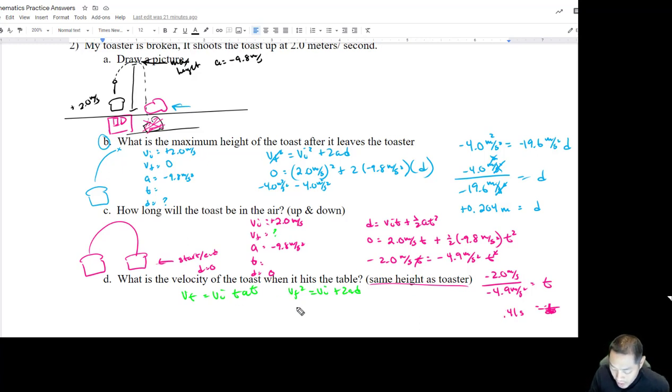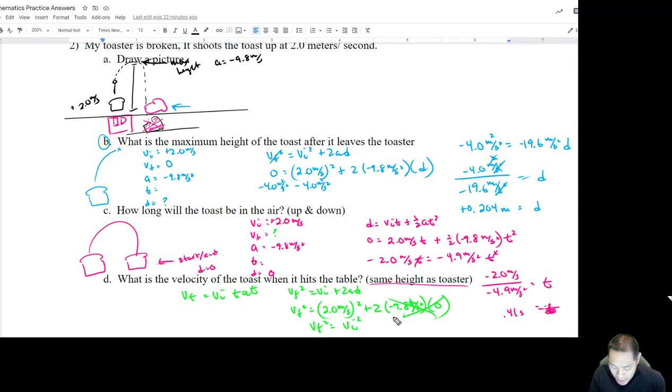So VF squared is what we're looking for. VI is 2.0 meters per second, squared, plus 2 times negative 9.8, forgot the meters per second squared, times d, which is 0. So what's nice here is this becomes nothing. So you'll notice that VF squared equals VI squared, and then in this case is 2.0. So that's something that you eventually know. If it ends up at the same place, they're the same.